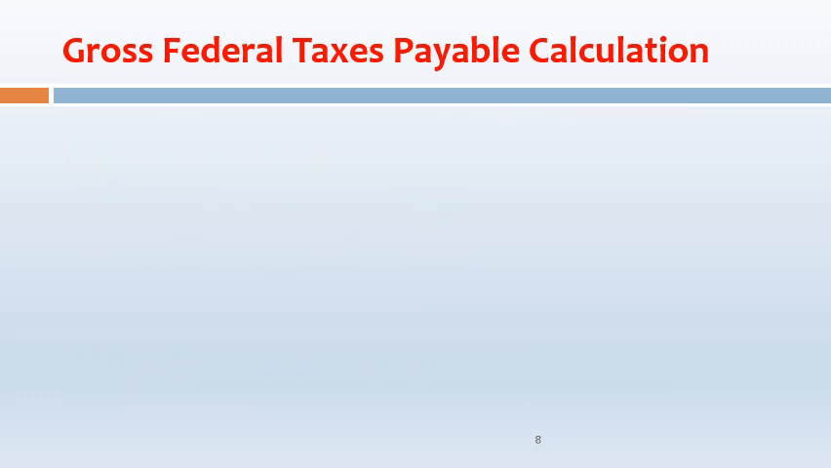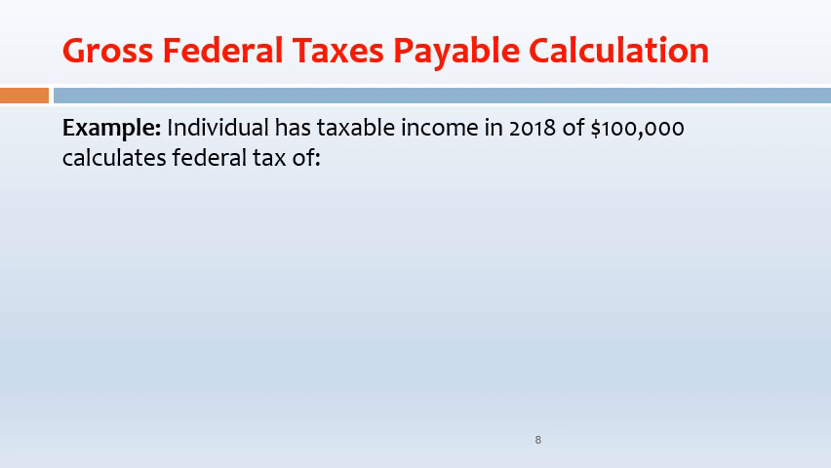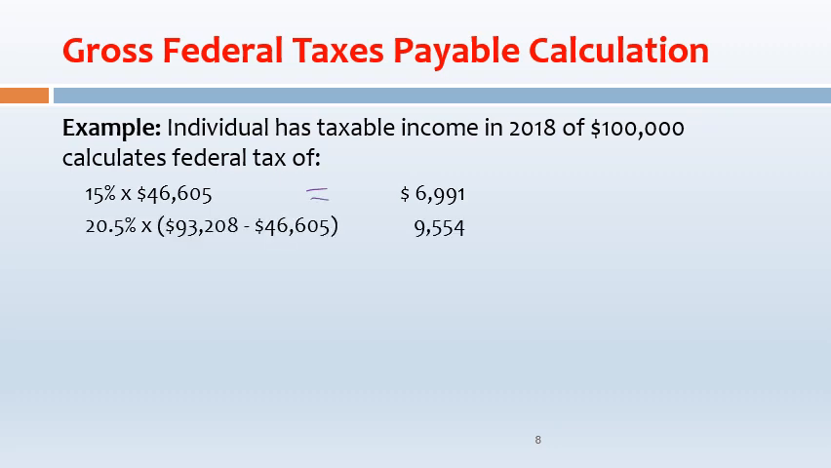All right, so let's take a look at an example of a taxpayer who has $100,000 of taxable income, and then we will calculate their federal taxes payable. We're going to start out in that first bracket, right? This taxpayer has $100,000 worth of taxable income. So the first 46,605 are taxed at 15%. Multiply that out, and that fills up our bracket at 6,991.